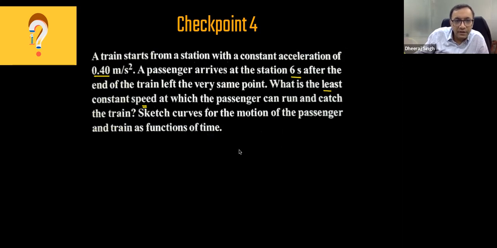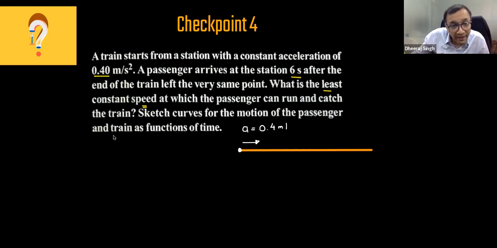Everyone, focus here. We are drawing a diagram here. A train starts from a station with a constant acceleration of 0.4 meter per second square. So there is this train. It starts like this, you have to draw. Look at it carefully. Acceleration is 0.4 meter per second square. You don't need to read the entire question and then draw. While reading, you can draw.